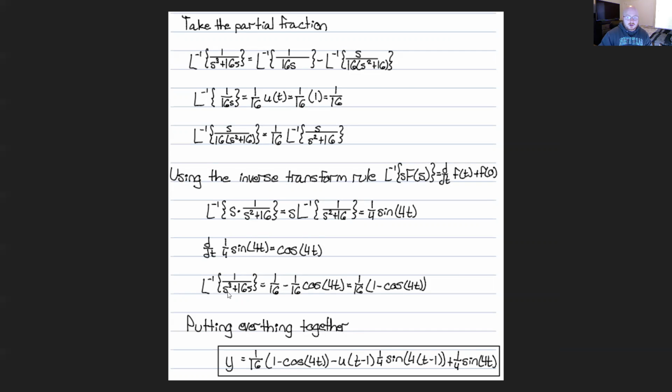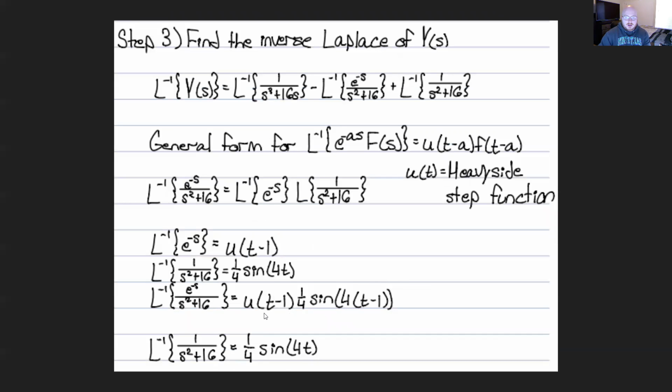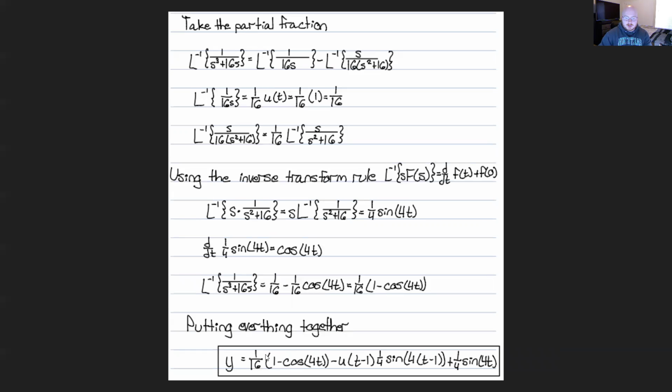Now we put it all together, and we have the inverse Laplace of 1 over s cubed plus 16s is 1 over 16 minus 1 over 16 cosine 4t. And you can just simplify it a little bit. You have 1 over 16 times 1 minus cosine 4t. And we can put all three of these parts together, and that gives us our y. So we have 1 over 16 times 1 minus cosine 4t minus unit step t minus 1 times 1 over 4 sine of 4 times t minus 1 plus 1 over 4 sine 4t.